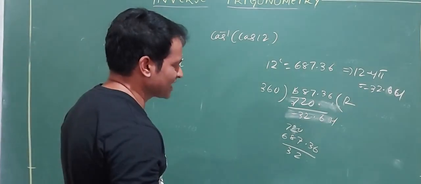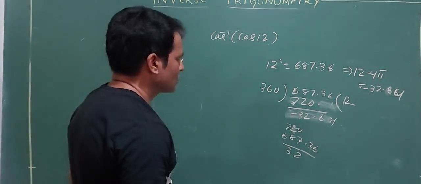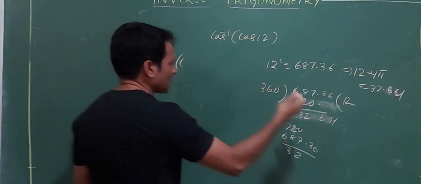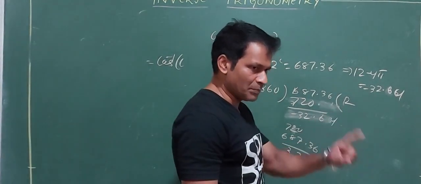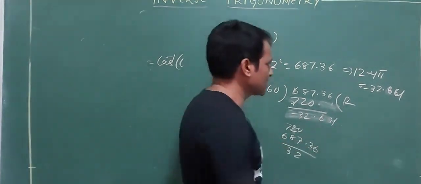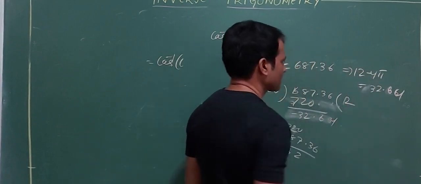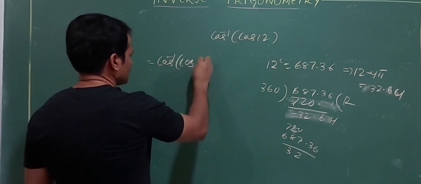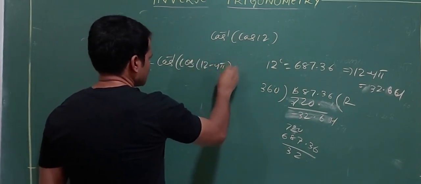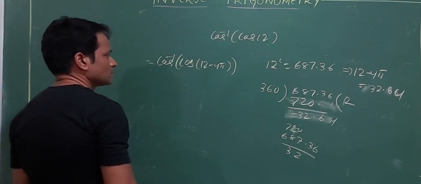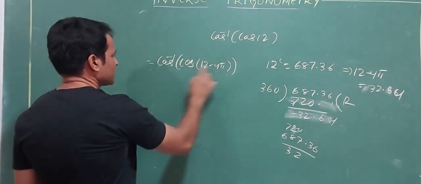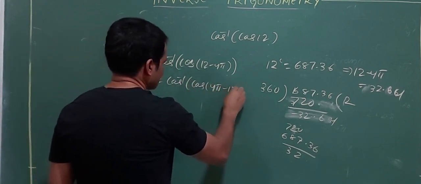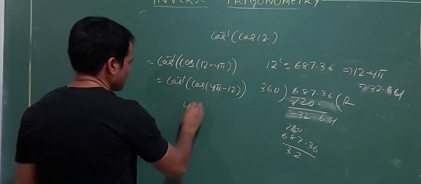Understood? Now try to understand it. What is the value you are getting? Cos of 2k pi minus theta. If I write it here, cos of 2k pi plus or minus theta is cos theta. So this minus sign goes for cos. That becomes cos of 12 minus 4 pi, which becomes 4 pi minus 12, because it absorbs the minus sign. So the answer is 4 pi minus 12.